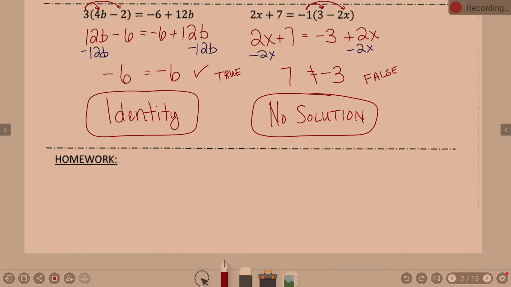So if your variables cancel out and you get a true statement, it's an identity. If your variables cancel out and you get a false statement, there's no solution.